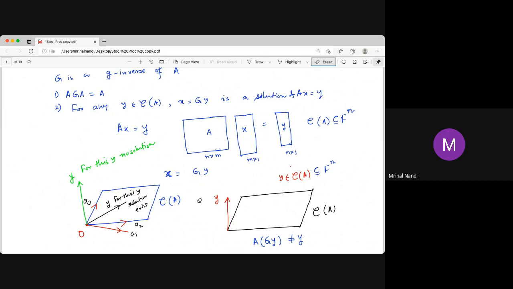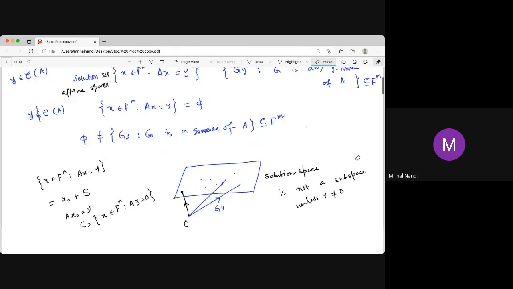In that case, we can find AGy, but AGy is not y. AGy may not be equal to y if y does not belong to the column space. Then we actually want to find such a thing that the difference between AGy and y must be the minimum among all such Ax minus y.